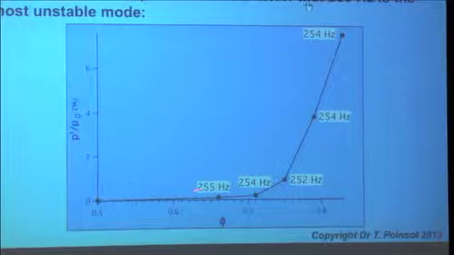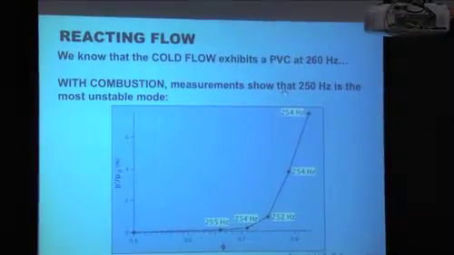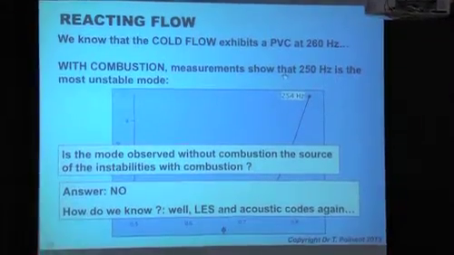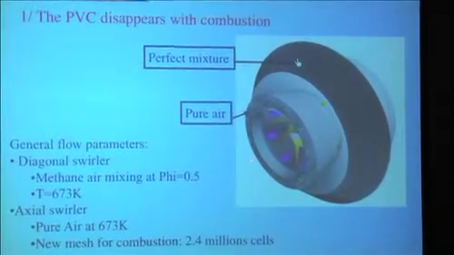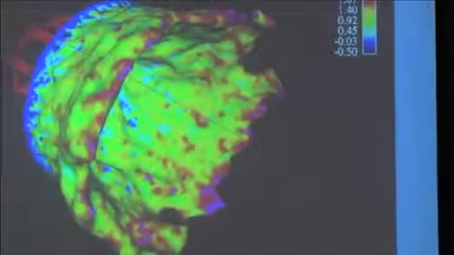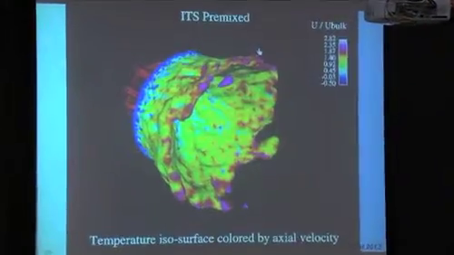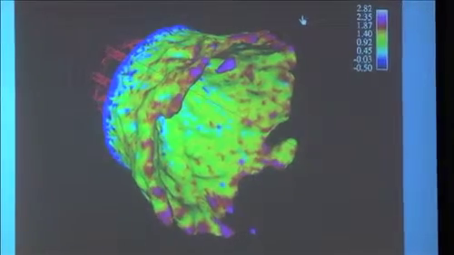So this instability is due, again, to the PVC. And we investigated this question, and again, we showed that it was not the same source. How do we know? Well, again, you run the LES of this system with combustion this time, and you look at what's happening. The first thing that you see, this is now the shape of the flame when you go to reacting cases.